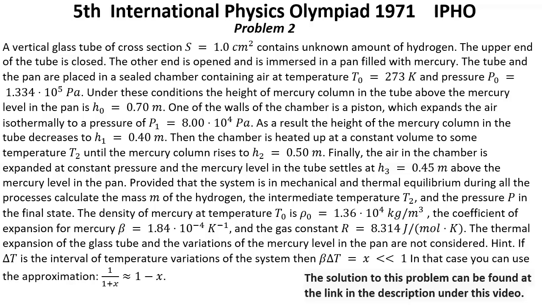Hint: if delta T is the interval of temperature variations of the system, then beta delta T equal x, which is much less than 1. In that case, you can use the approximation 1 over 1 plus x approximately equal 1 minus x.